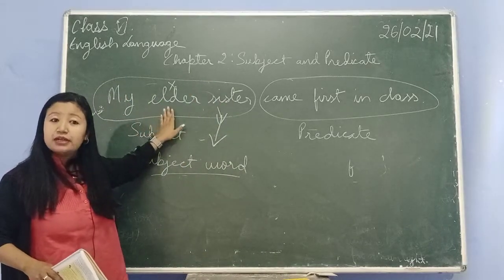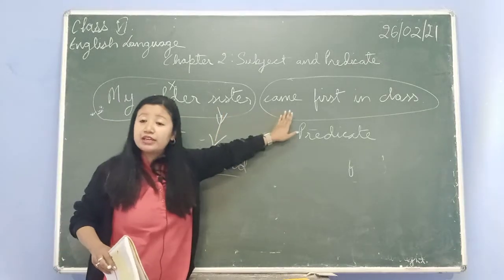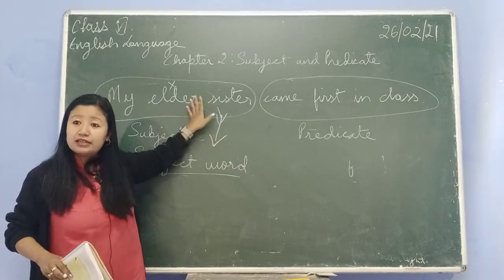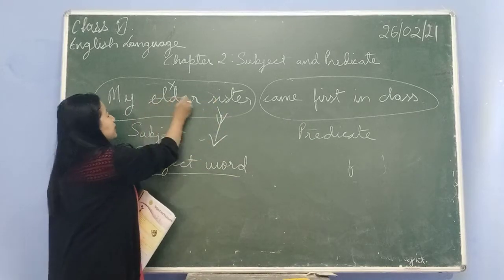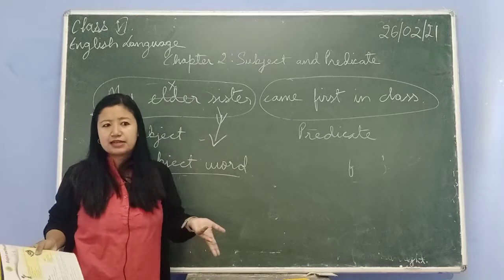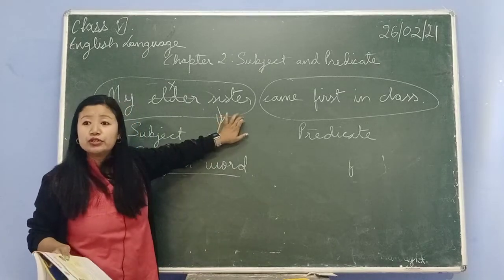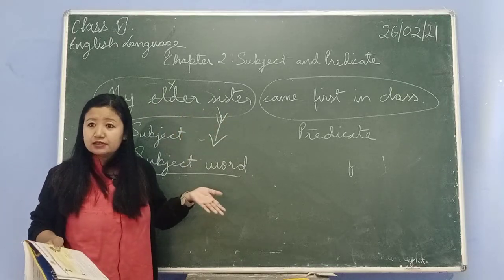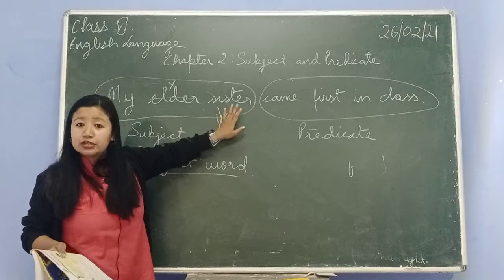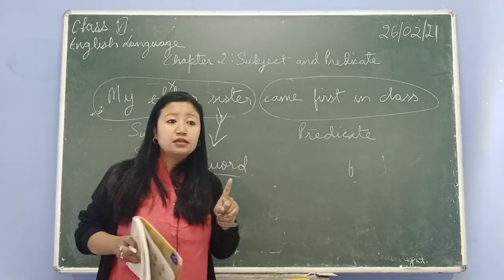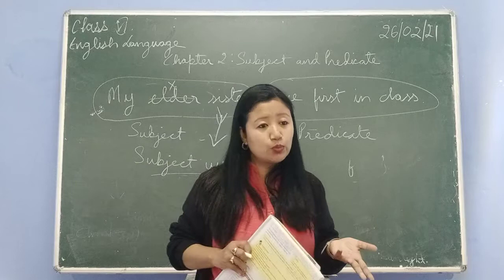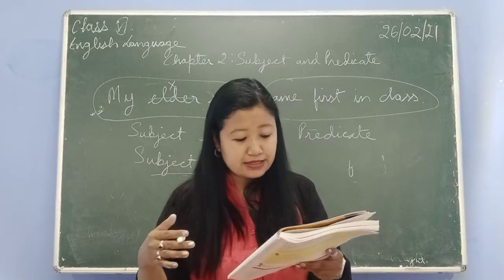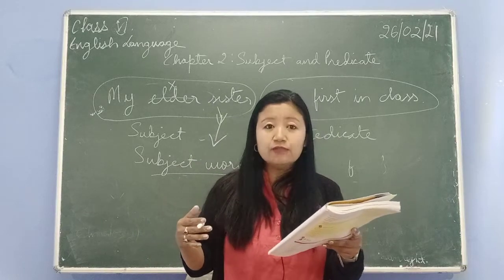You're talking about your elder sister, right? What did she do? She came first in class. So this is your predicate. Your subject is your elder sister. But if you do not write elder, if you just write my sister also, you will understand. So this is your most important word. You're talking about your sister. If you just say my elder, will you understand? So then this is the most important word. So what is it called? Subject word. Okay, understood?